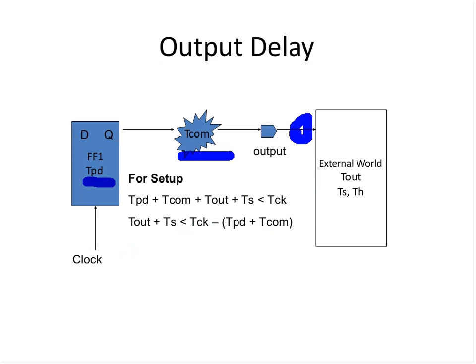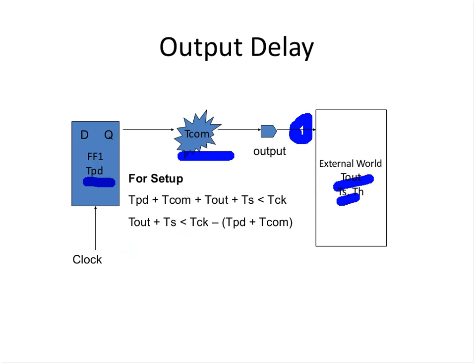Again I will rearrange. On the left hand side I will keep what is the external world, what is the external world? T out and TS, and I will rearrange. So T out plus TS should be less than TCK minus T PD plus T com.